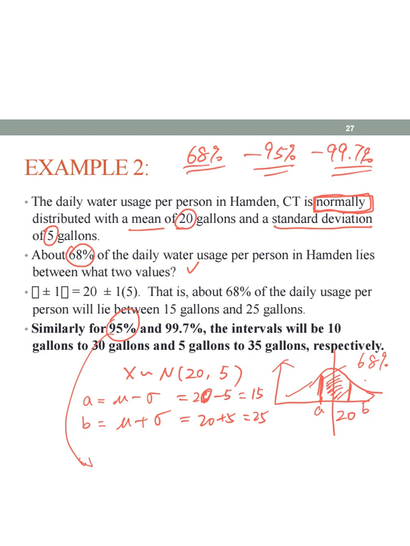For 95%, that is the mean plus 2 standard deviations, so 2 multiplied by 5, that is 30, and the mean minus 2 multiplied by 5, that is 10. And for 99.7%, that is 20 plus 3 multiplied by the standard deviation, to 20 minus 3 multiplied by the standard deviation. Does that make sense? If we say a special percentage, probability, or proportion, like 68%, 95%, 99.7%, we will consider using the empirical rule to solve the problem.